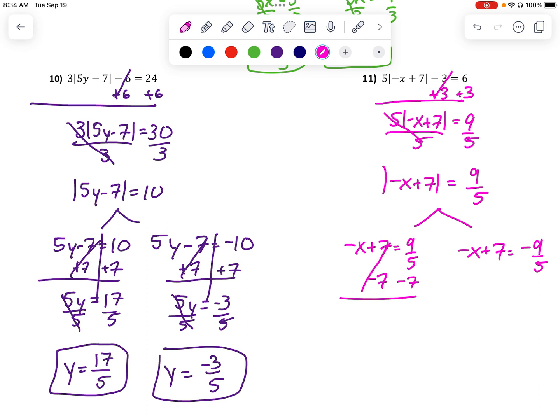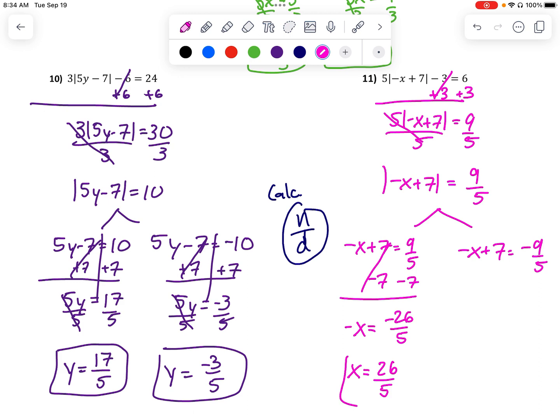Those yellow calculators are really nice because you can use the fraction button. The fraction button looks like n over d. So that's what you should be looking for in your calculator. And if you use that button, you can type in 9/5 minus 7, and you're going to get negative 26 over 5. Ooh, and then since x is negative and the other side's negative, if you think about dividing both sides by negative 1 or multiplying by negative 1, it's going to switch the signs of both. So we're left with a positive 26 over 5.